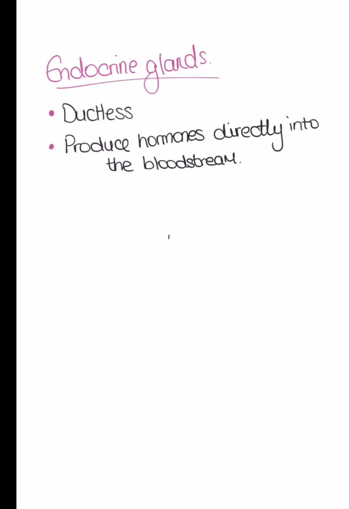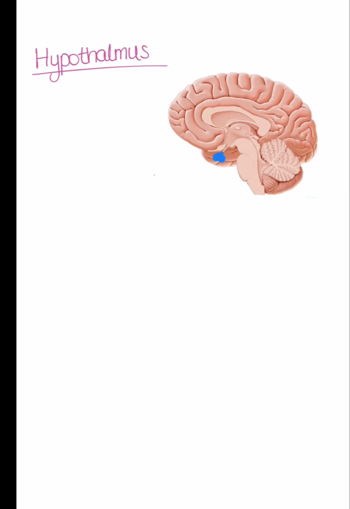Some functions of the endocrine glands are to maintain processes such as blood sugar levels, regulating growth rate, rate of excretion and controlling metabolism. There are lots of different types of endocrine glands, but this video is going to look at some of the main ones. The first endocrine gland that I'm going to talk about is the hypothalamus. The hypothalamus is located in the brain.